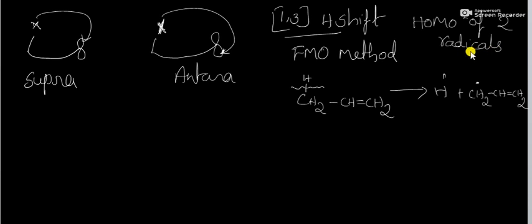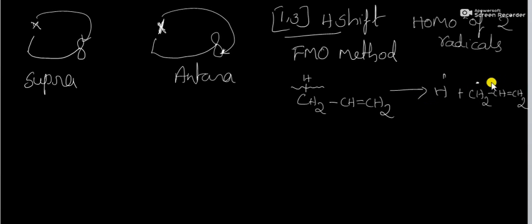How can you attain these two radicals from a single reactant? Here we consider the hydrogen shift or hydrogen migration from the third position. So if there is a homolytic fission, it will result in two radicals. One is the H radical, another one is the allyl radical. So the HOMO of these two radicals has to be considered. That is the FMO method explained by Woodward and Hoffmann.